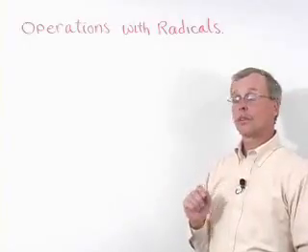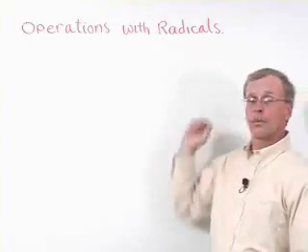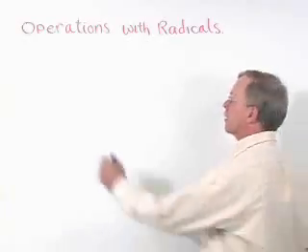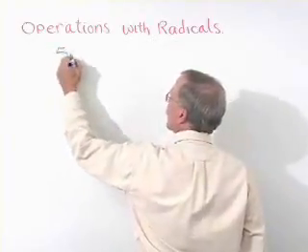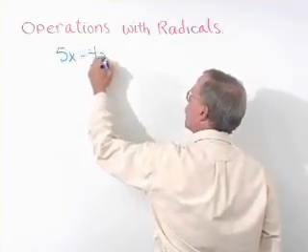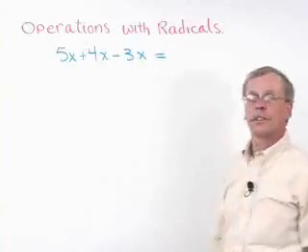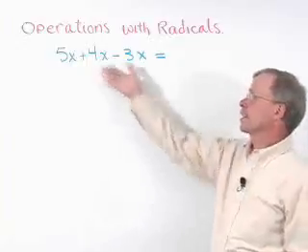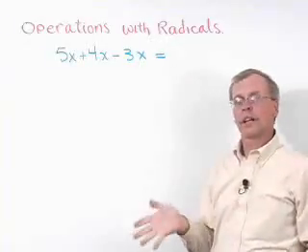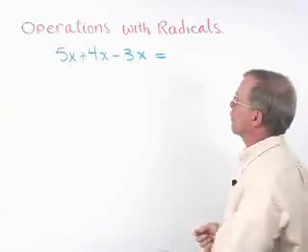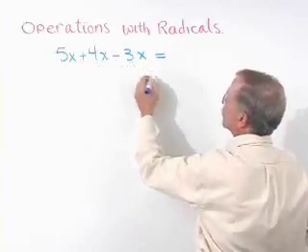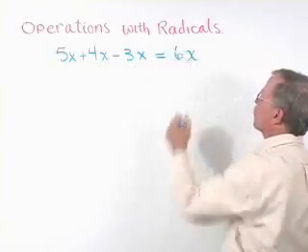In this section, we're going to look at operations with radicals. Now, if I were to ask you what 5x plus 4x minus 3x simplified into, you'd say, well, I know how to do that. That's combining like terms. I've been doing that in my algebra classes for a long time. That would be 9 minus 3 is 6x.